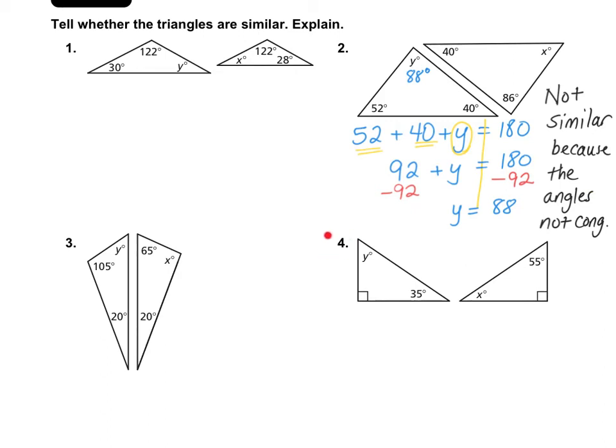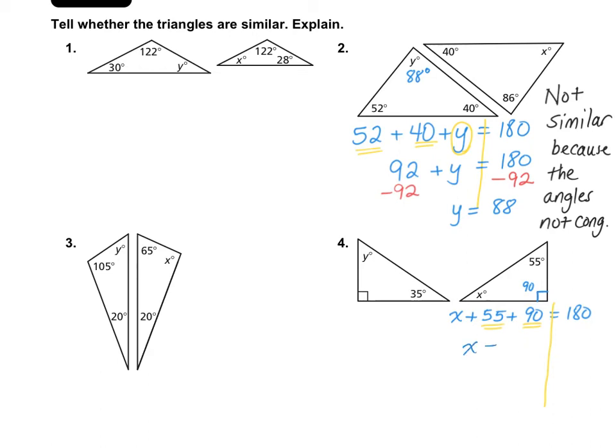Okay, let's take a look at number 4. Last time we solved for y, so this time let's solve for x. So I'm going to set up my equation. x plus 55 plus 90, remember this box means 90, equals 180. So once again, I need to solve for x. I notice that I have two like terms that need to be combined. So when I combine those together, I get 145.